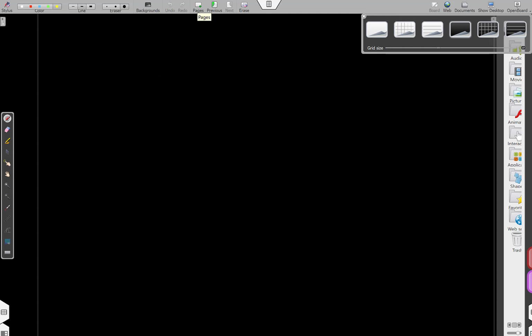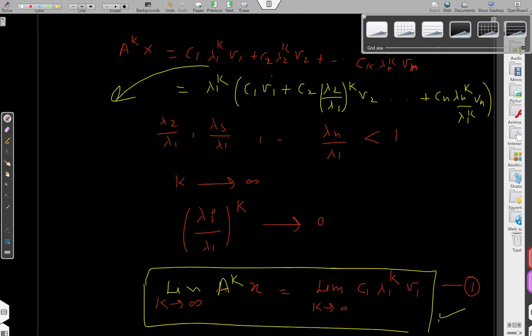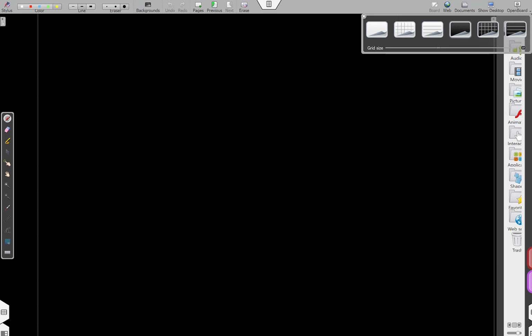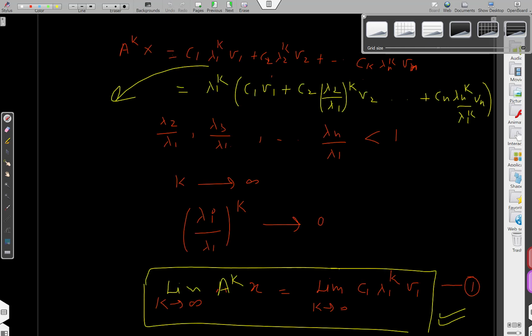So the sequence, if we go back, then we'll see this sequence in equation 1 converges to 0. When it is converging to 0, if we go back, we'll say whenever lambda 1 is less than 1. If lambda 1 is less than 1, then lambda 1 raised to power k will be what? It is converging to 0 whenever k is tending to infinity.